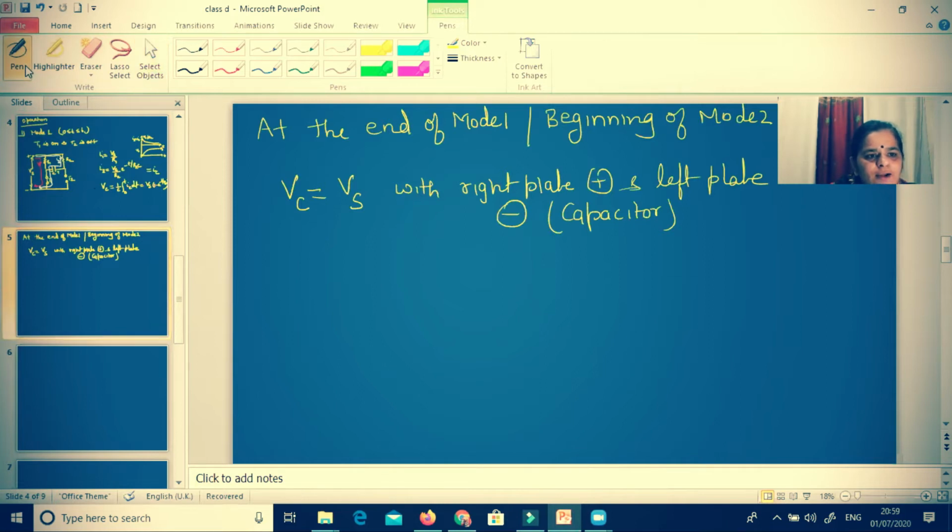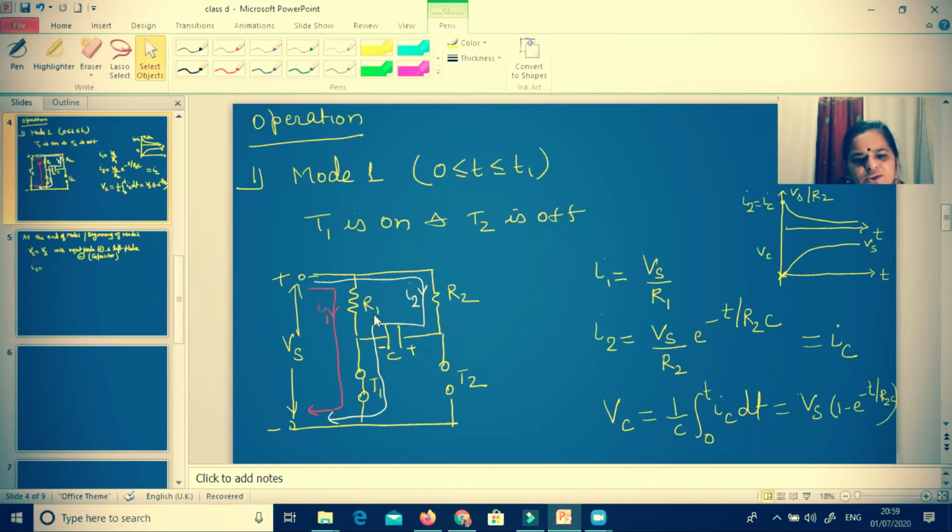And at the end of mode 1, as the capacitor is charged to the voltage of Vs, there will not be any potential difference, because this is plus Vs, this is plus Vs. So there will not be any potential difference.